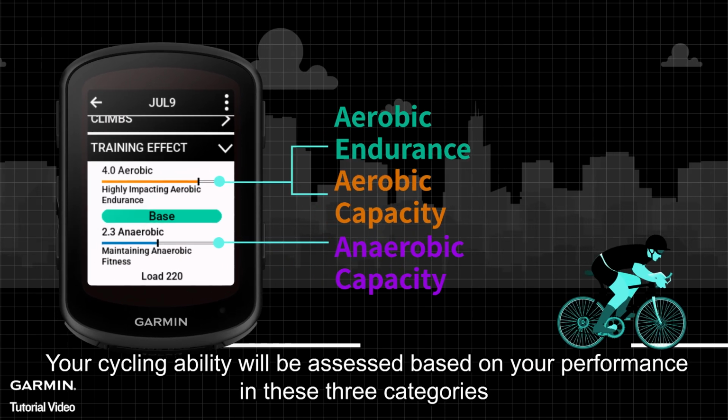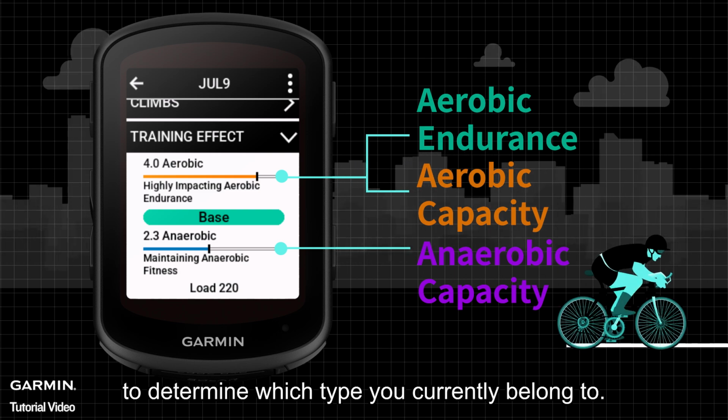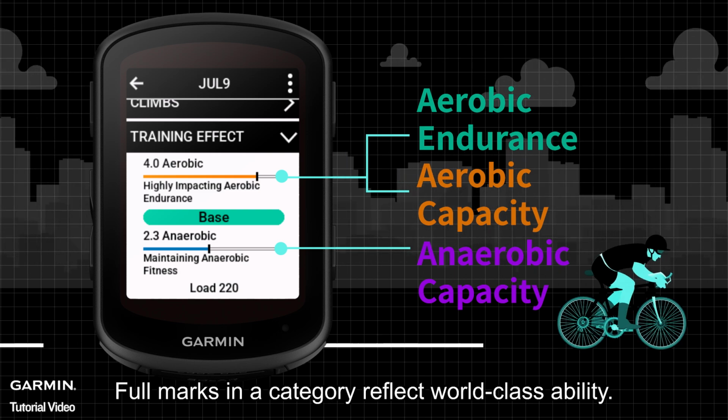Your cycling ability will be assessed based on your performance in these 3 categories to determine which type you currently belong to. Full marks in a category reflect world-class ability.